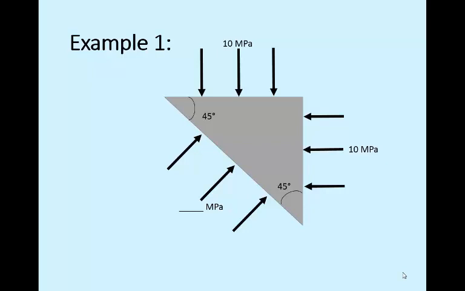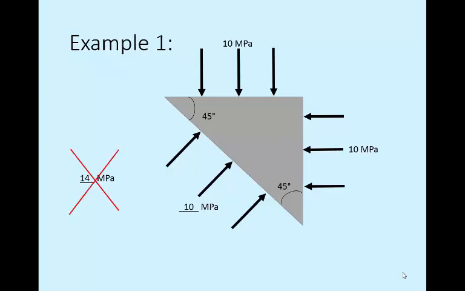A stress of 10 MPa is applied to rock both vertically and horizontally. What is the stress normal to the plane at a 45-degree orientation? The answer is 10 MPa in this hydrostatic pressure question.